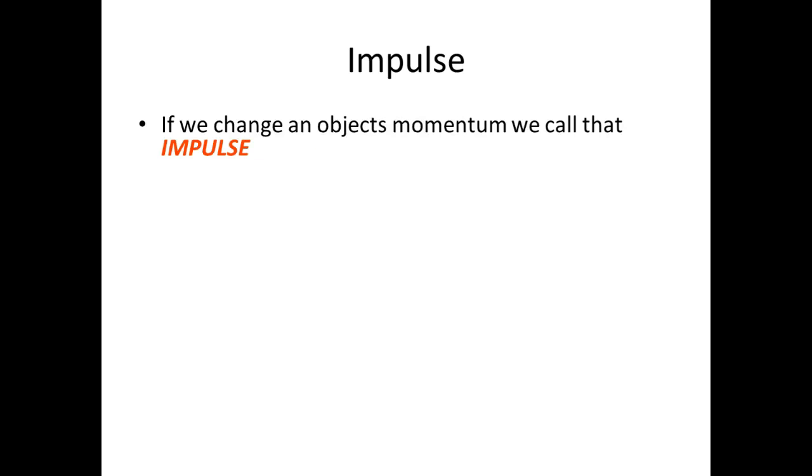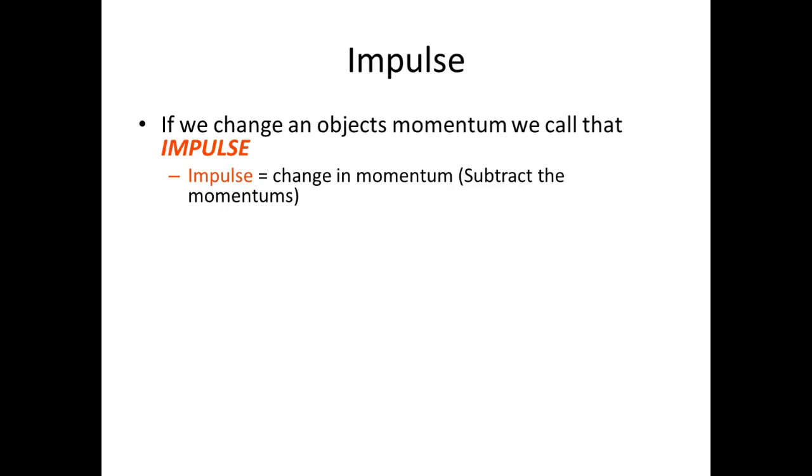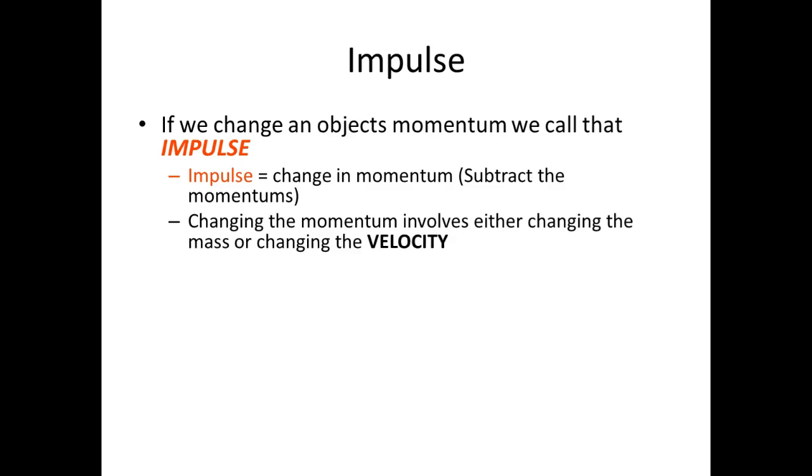The impulse of an object is related to the momentum. If we change an object's momentum, we call that an impulse. It's the change, or delta, so it's the change in momentum. We subtract the momentums to find the difference. Change in the momentum involves either changing the mass or changing the velocity. More often than not, you'll see a change in velocity. When an object collides with another object, it's either going to stop, change directions, or slow down.